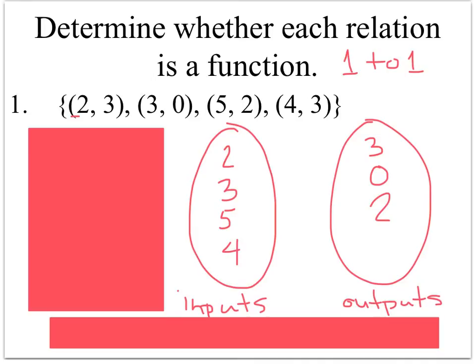So now let's map it out. Input 2 goes to 3. Input 3 goes to 0. Input 5 goes to 2. And then input 4 goes to 3. Notice that none of the inputs have more than one output. That being said, this relation right here is actually a function because all the inputs go to just one particular output.